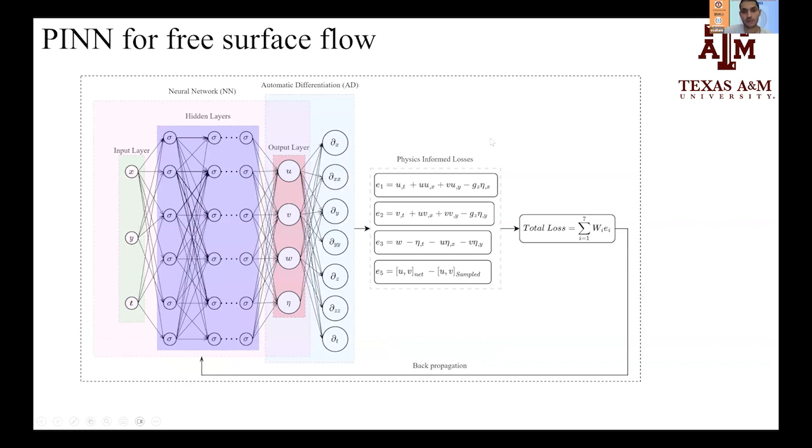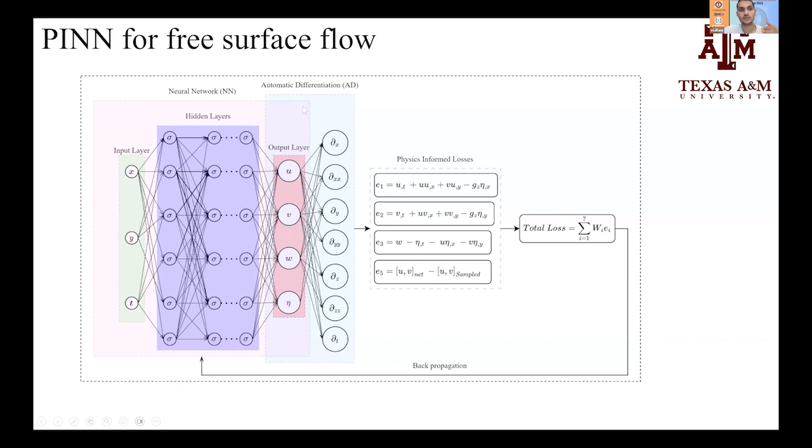The physics-informed part represents the physical equations we are interested in solving, like the continuity equation, the momentum equation, and also the free surface equation. And then here we do the back propagation step to optimize the network parameters. So this is the physics-informed neural network model for the free surface flow.